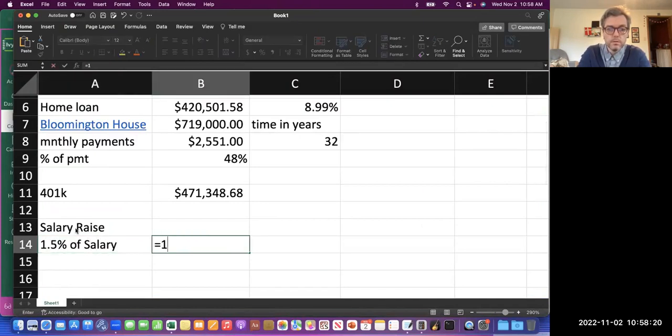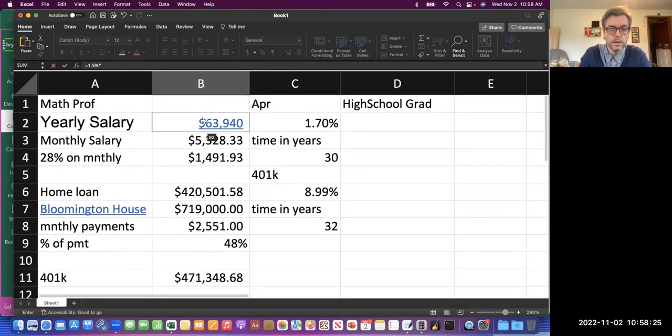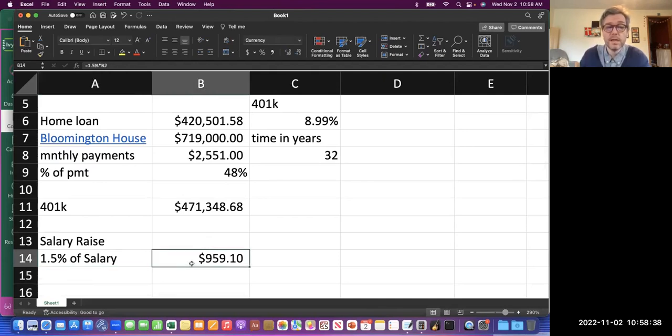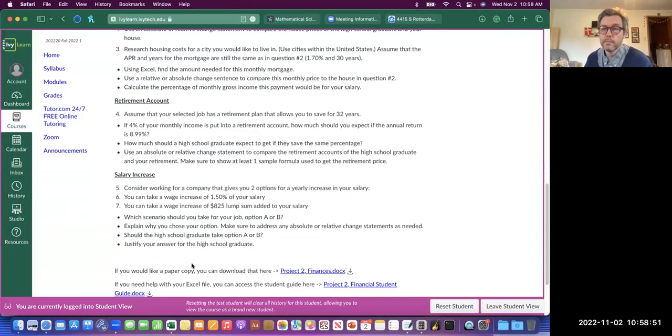That equals 1.5% times our salary. It's $959. Or we can take the lump sum of 825. For this person, they should take the percentage, because $959 is larger than 825. So they should take the percentage. You're going to do that for the high school grad as well. All right. Okay, that is a speed run of the project.